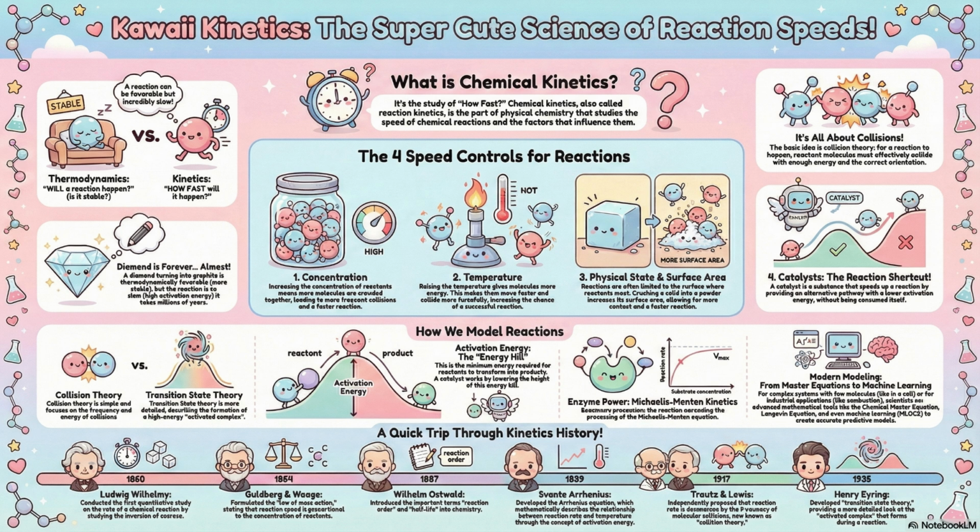TST is a huge leap. It says that at the very peak of that energy barrier, the reactants form this unstable, fleeting thing called an activated complex. The transition state. Right. And that complex is considered to be in a sort of equilibrium with the reactants. This allows chemists to use statistical mechanics to calculate rates based on the actual molecular architecture. That's a massive conceptual jump.